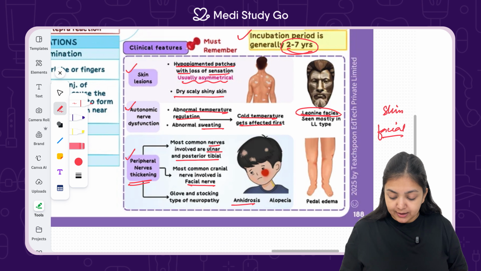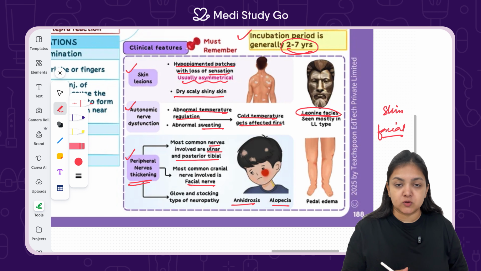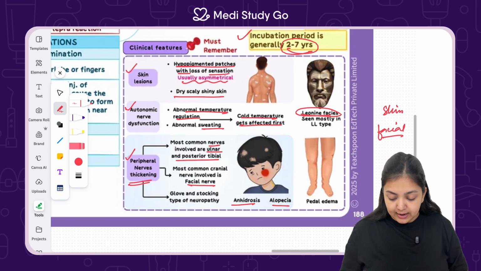Also, there is going to be anhidrosis and alopecia, which is decreased function in the skin cells. So skin leads to formation of sweat or hair, and both of these will be decreased because skin is affected. And pedal edema will also be present because of the infection load of the bacteria.